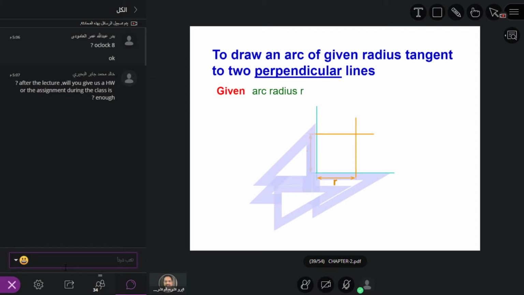One way is to use the tri-square and the radius here to draw an arc of given radius tangent to two perpendicular lines. So these are the two perpendicular lines, and then you have to draw the arc. You remember in the first class when we were doing the freehand sketch, I used to give you this method of making a circle by making a square, finding the center, and then joining like this. You remember that? Same method here.